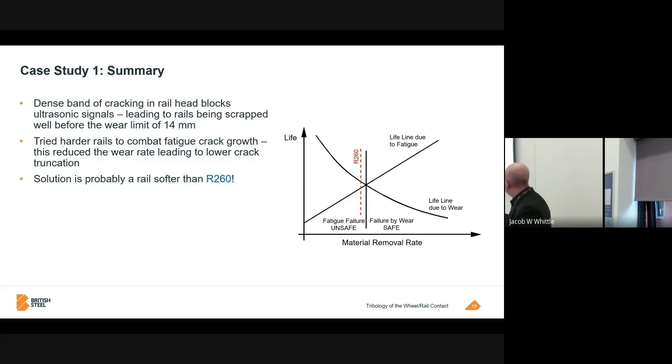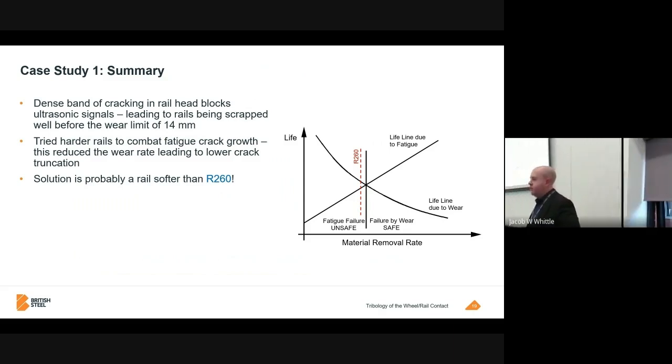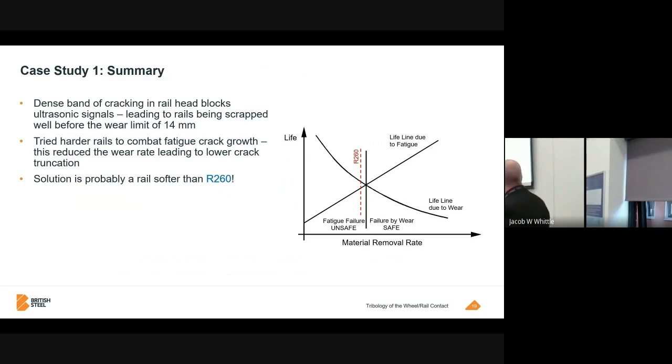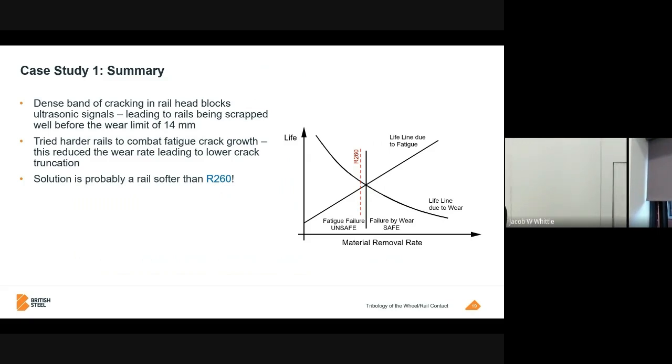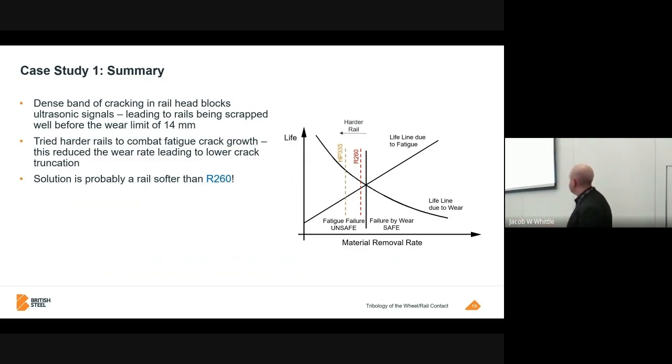Ideally, we want to be just this side of the line where we're controlled by wear, which is much more quantifiable, measurable, predictable. So with R260, they were operating here, just on the wrong side of the line. Now, in hindsight, we didn't know whether increasing to a harder rail would put us to one side of the line or not. But essentially what's happened is the HP335 has just pushed them further into the fatigue regime.